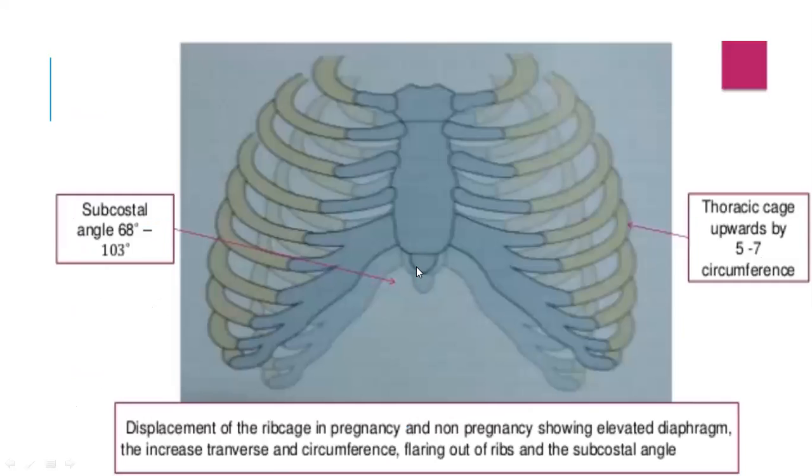The subcostal angle increases in pregnancy, with an elevated diaphragm and increased chances of flaring out of the ribs, and the subcostal circumference increases by 5 to 7 centimeters.